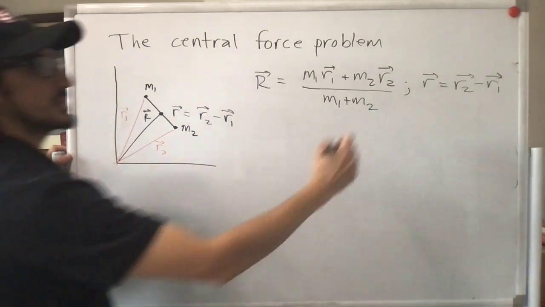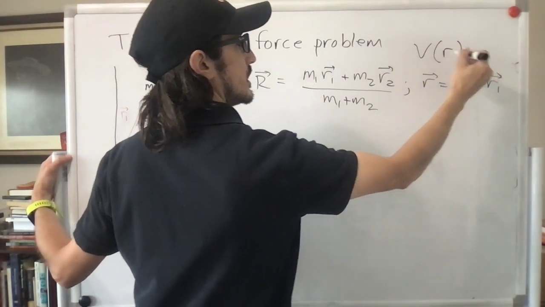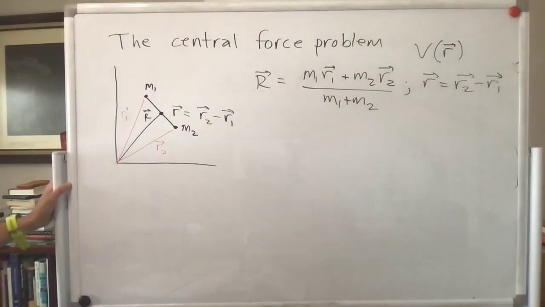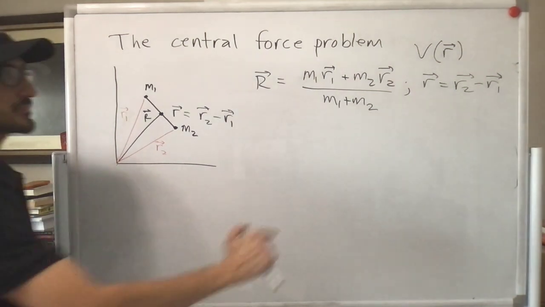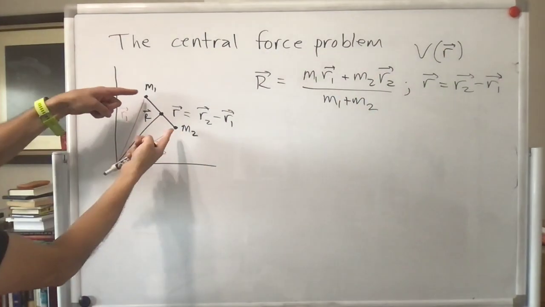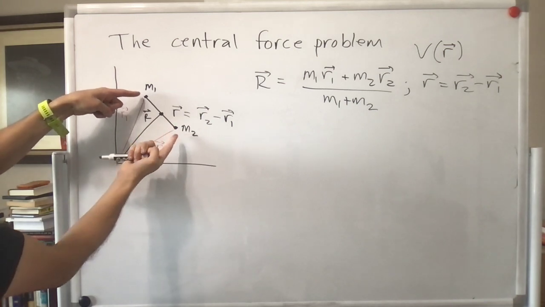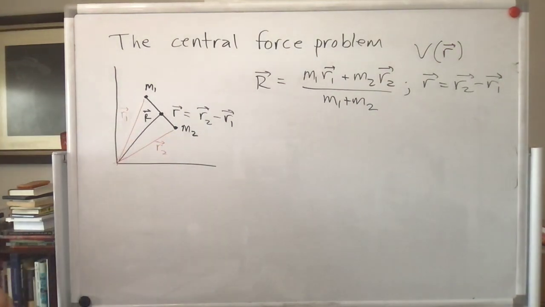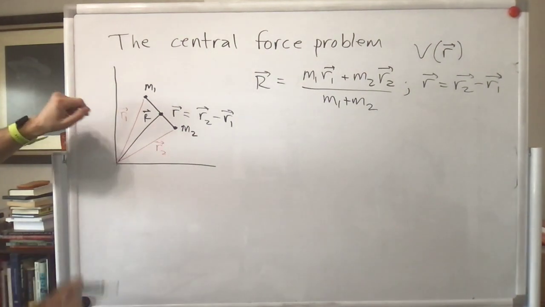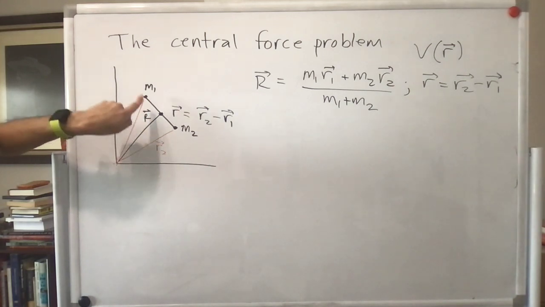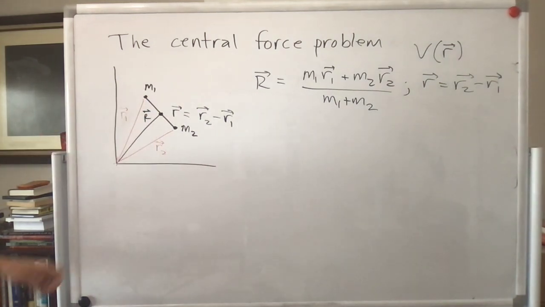And we're going to assume that the forces are conservative, so the potential depends only on r, and r is the distance between the two masses, right? So the potential that they interact with, the force that they feel, depends only on how far away they are from the other mass. You know, this is an isolated system, it is the only thing that exists in a large space.